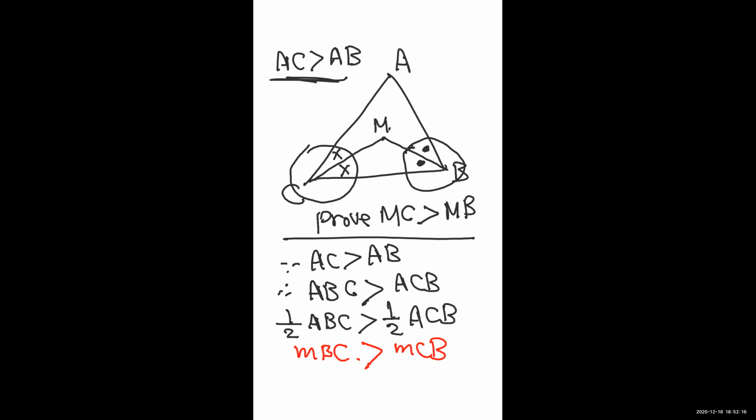Now, guys, MBC, this angle. What is the opposite side? MC. So MC is greater than the side opposite to this other angle, which is MB. That's it. We proved that MC is greater than MB. Now it's clear? Yeah, clear.